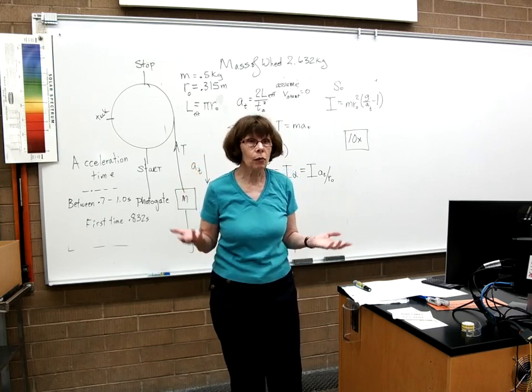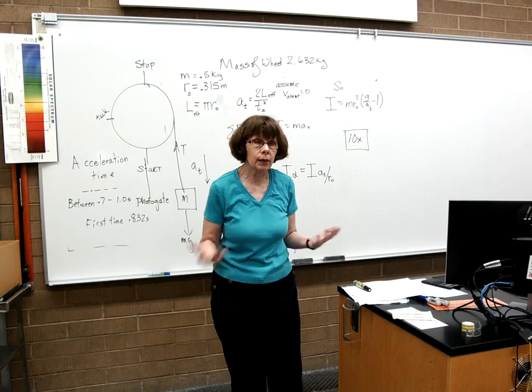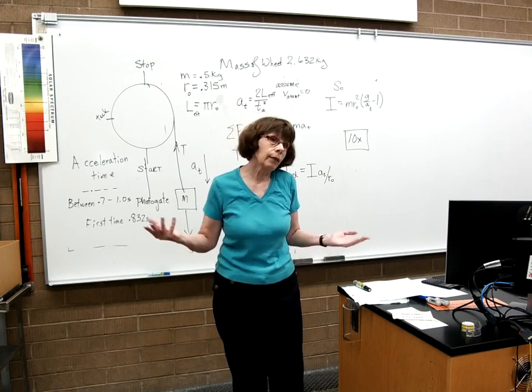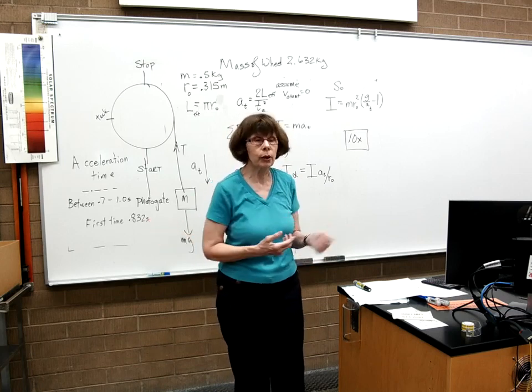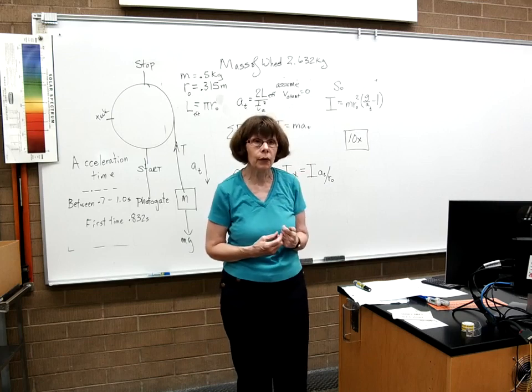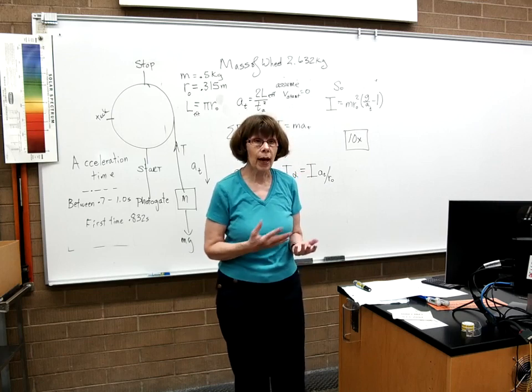If they're all close and they all agree, great, everything's perfect. But in life, nothing's ever perfect. There could be friction in the system, you could have misaligned the photogate. A number of things could invalidate this data.